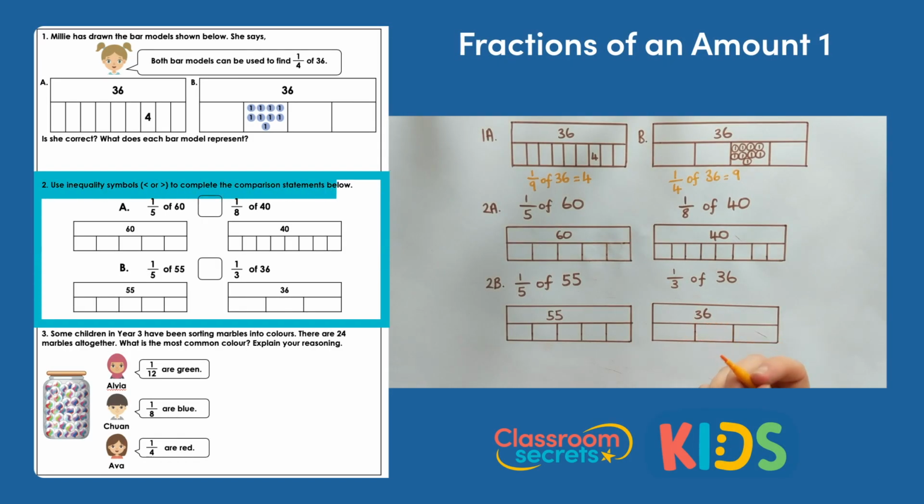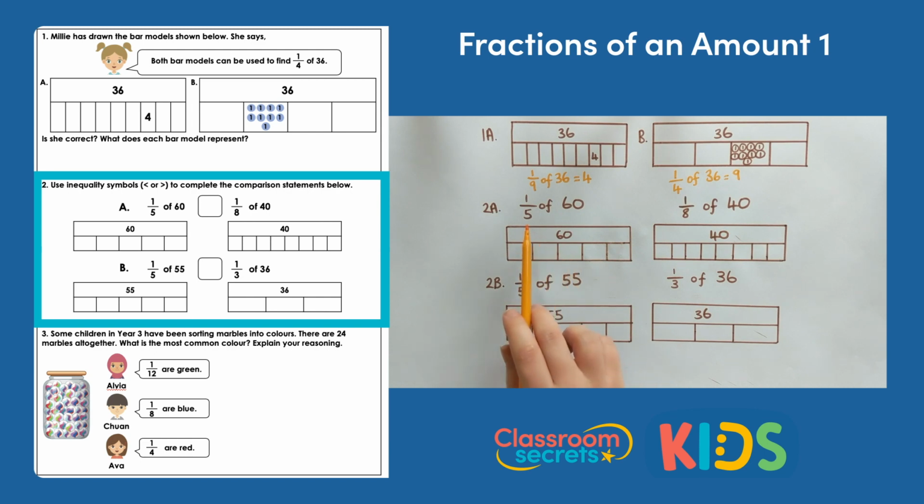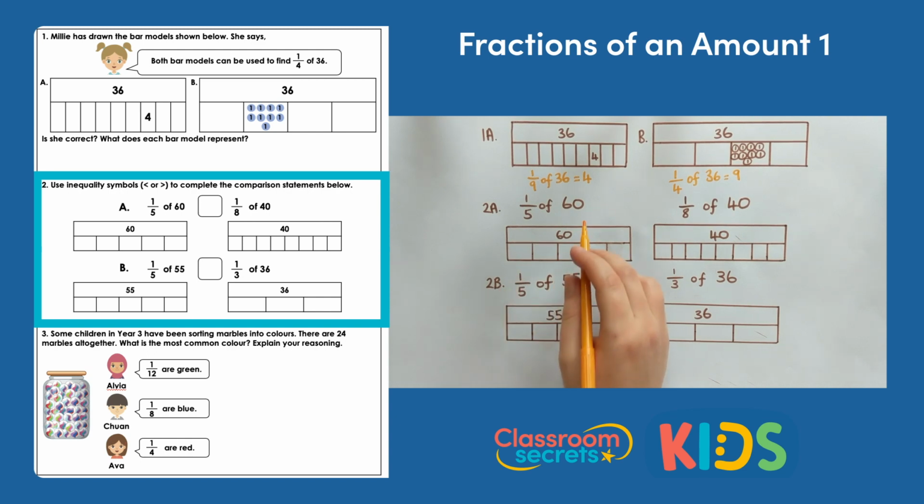Moving on to question 2, we have to insert some inequality symbols to complete the comparison statements. So before we include a comparison symbol, first we need to find the fraction of these amounts. So, for instance, in this bar model here, we need to share 60 equally by 5. To do that, I'm going to draw 60 dots and share them equally into these groups.